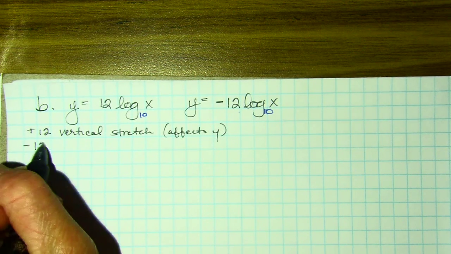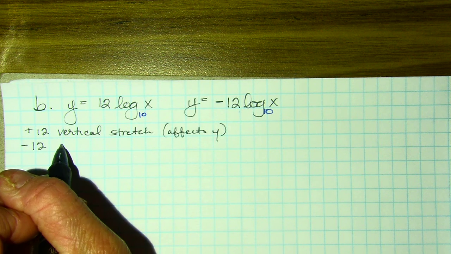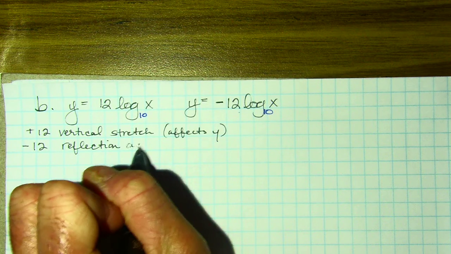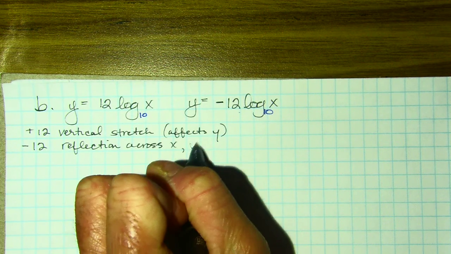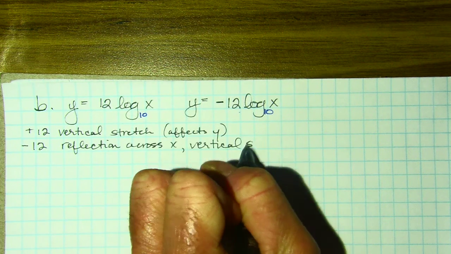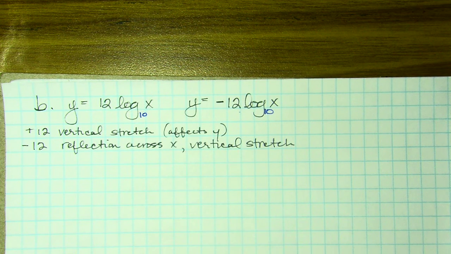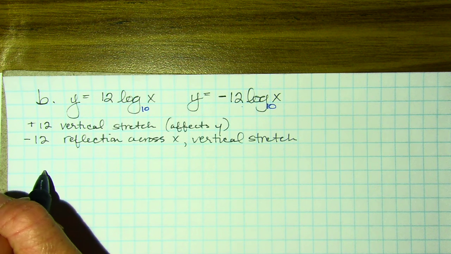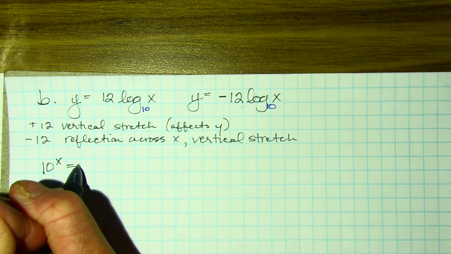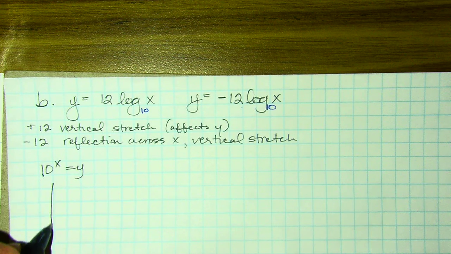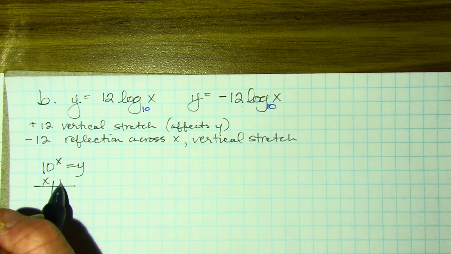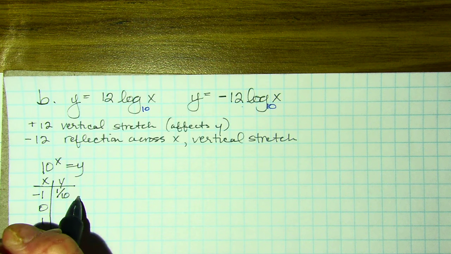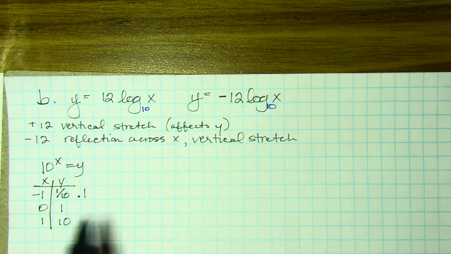And the negative 12 is a reflection across x, and it's still the vertical stretch from the positive. So there's a couple ways, right? I'm going to do the inverse, which is 10 to the x equals y. Now these numbers are really big, so I'm only going to use a few. So negative 1, 0, 1. This would be 1/10 or 0.1, 1, 10.